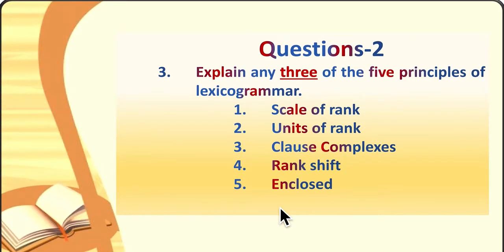Question type 2. Explain any 3 of the 5 principles of lexicogrammar. We have just talked about the 5 principles. In the examination you may be asked to explain any 2, any 3, any 4, maybe all of the 5. So here we have one simple question: explain any 3 of the 5 principles of lexicogrammar. So you can choose. I will give some choice in the examination, so that you have the freedom to write whatever you want to write. You can choose any 3 of them and write the answer in detail.